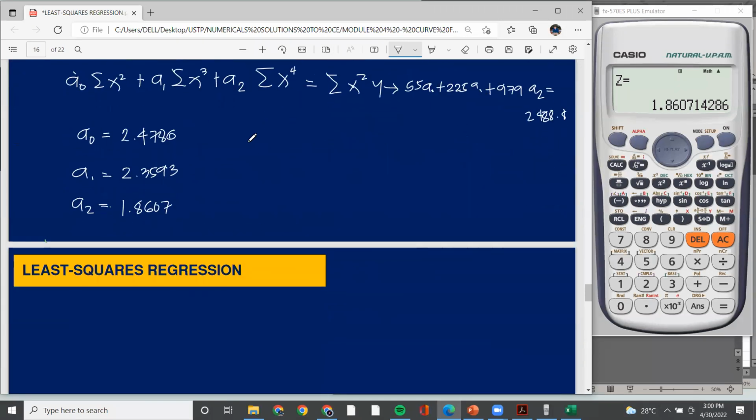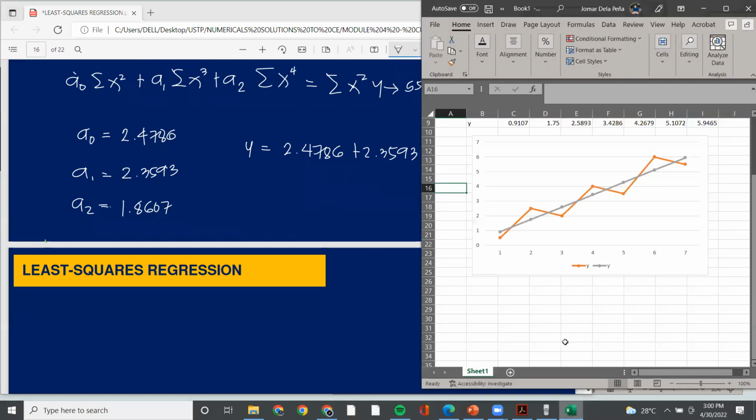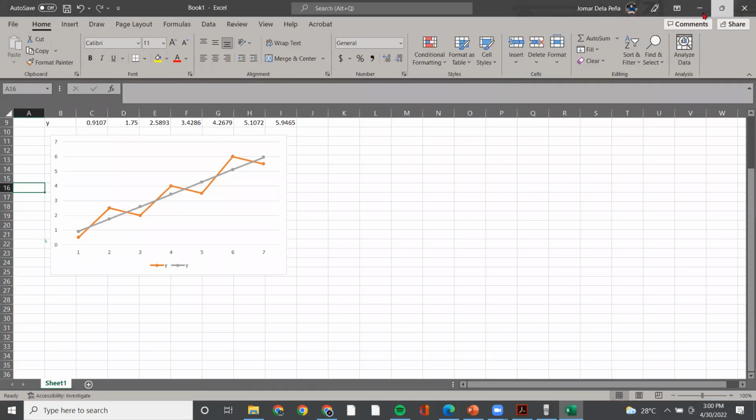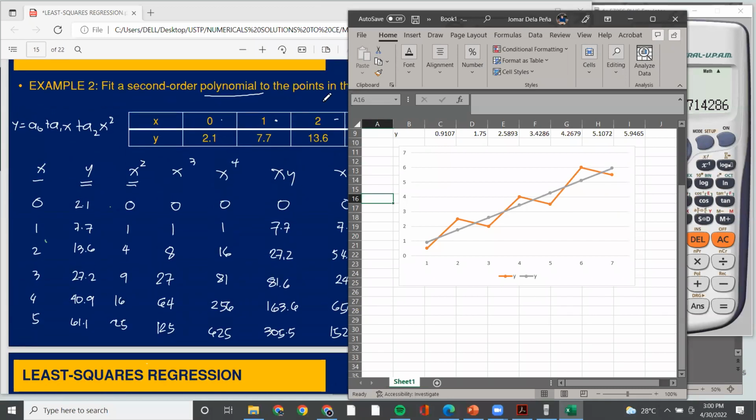Okay? So, we have y is equal to 2.4786 plus 2.3593 x plus 1.8607 x squared. So that is the corrected y. Okay? So, let's try this curve. No? We input our x and y.